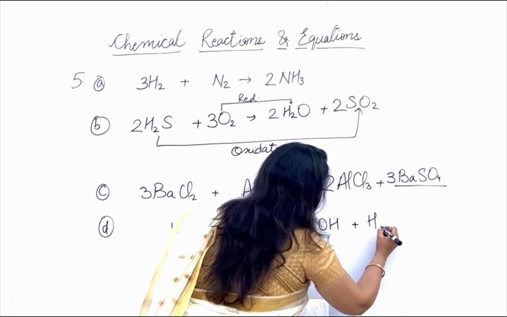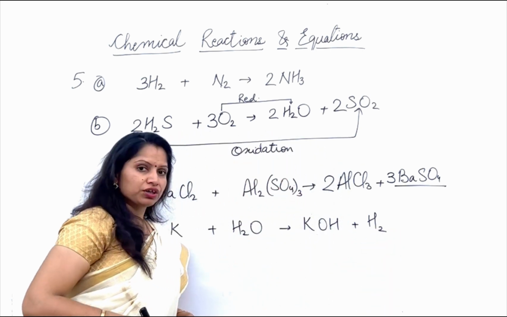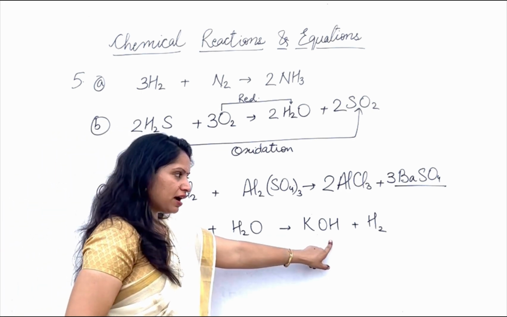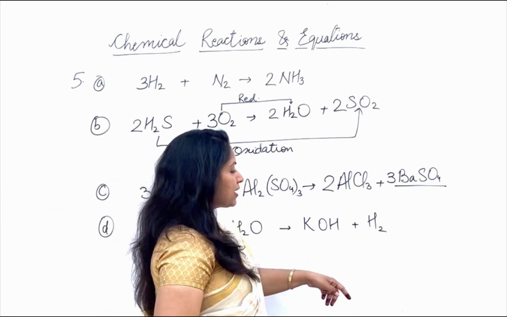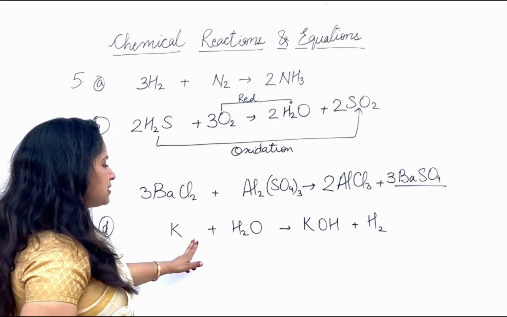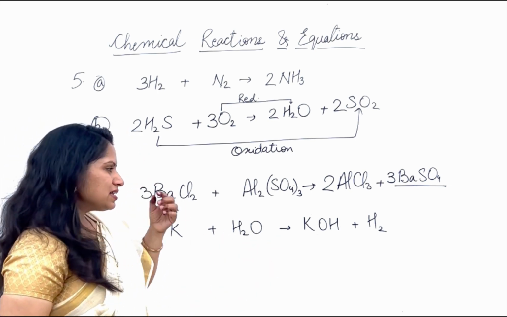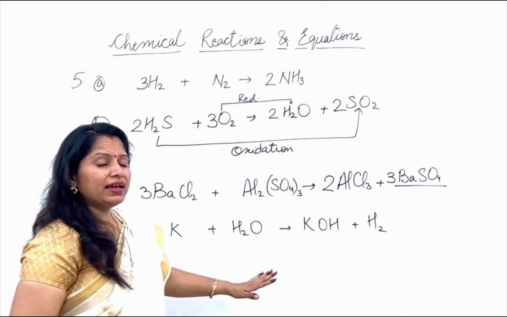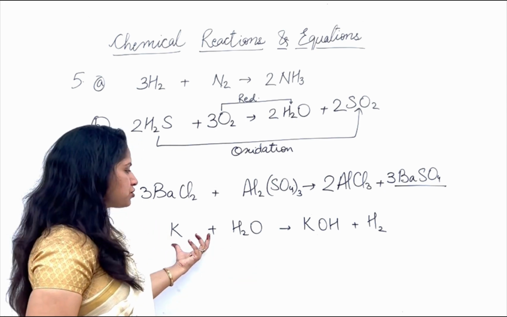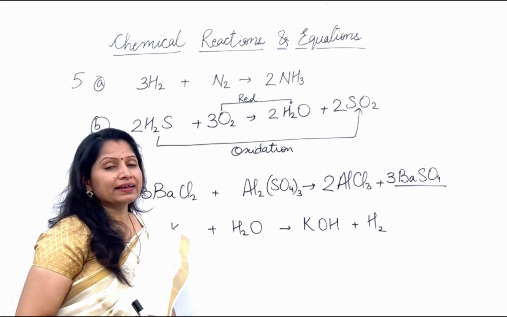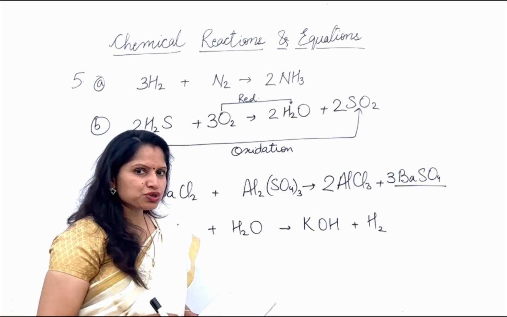Sorry, potassium hydroxide and hydrogen gas are formed. Okay, so potassium reacts with water to form potassium hydroxide, and hydrogen gas escapes out. You can see that is an example of a displacement reaction also, as well as a very exothermic reaction. Sodium or potassium, they combine with water and catch fire. So it's a highly exothermic reaction.